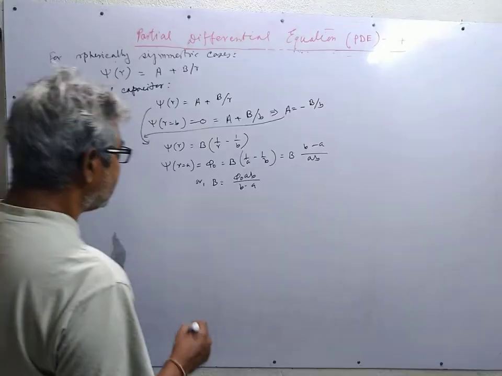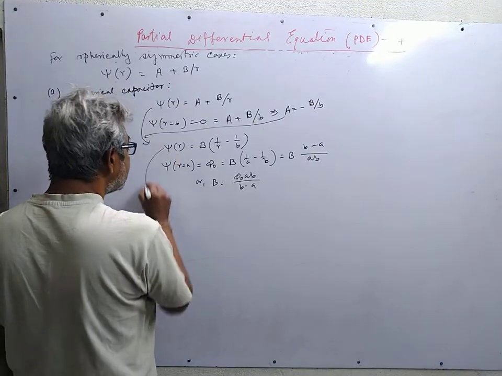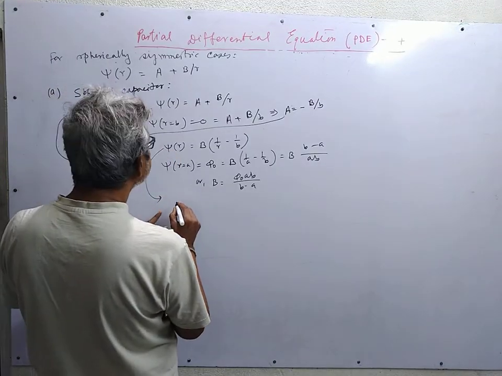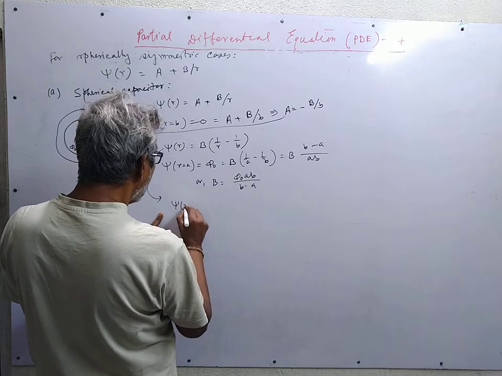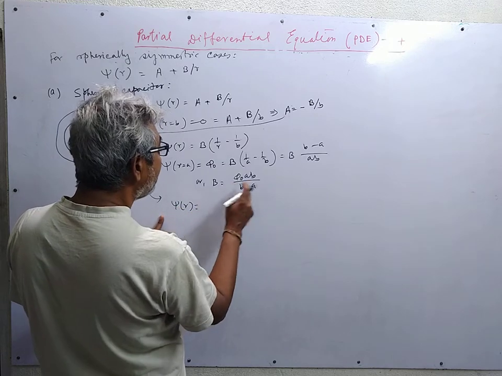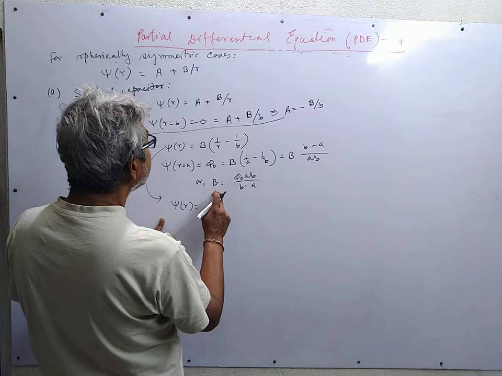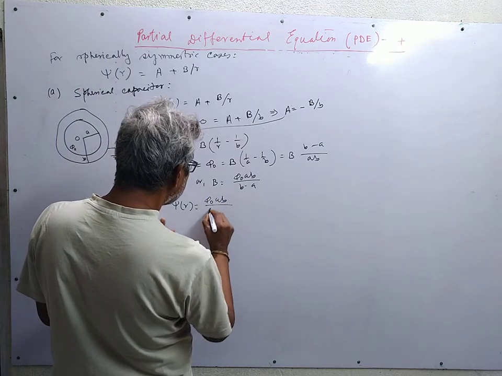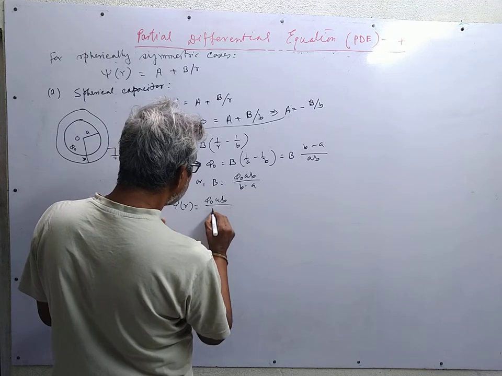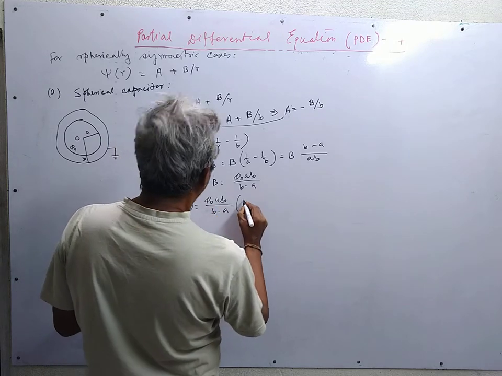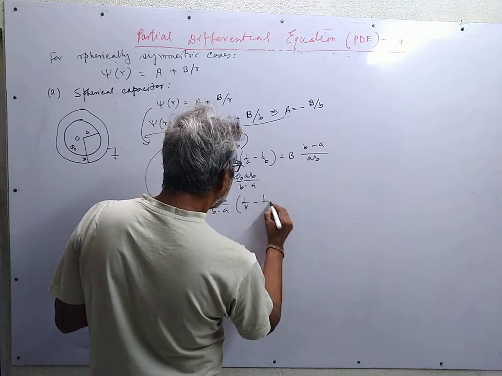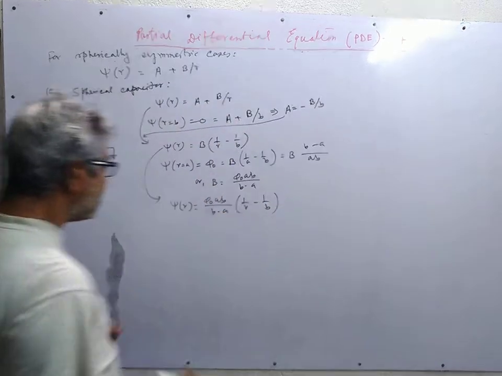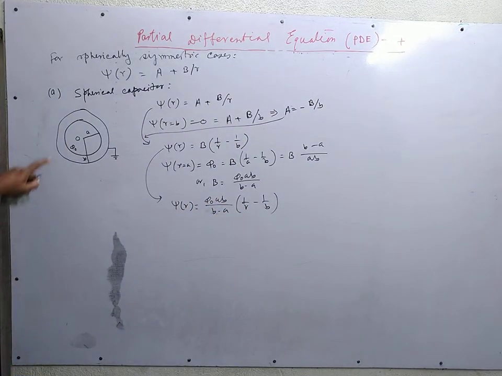So this potential now becomes phi of R is equal to, for B we write this, phi 0 times AB by (B minus A), times (1 by R minus 1 by B). This is the potential at any point within this spherical capacitor.